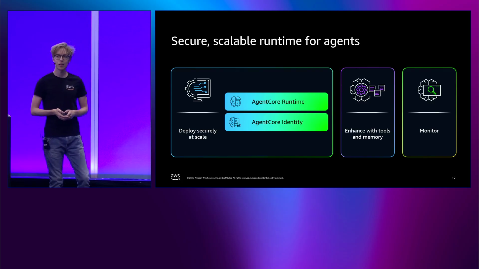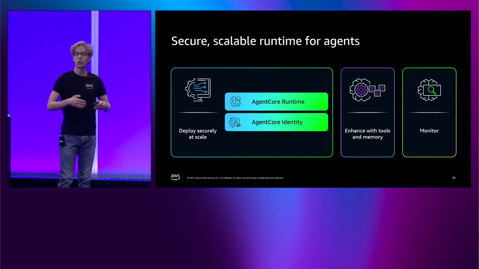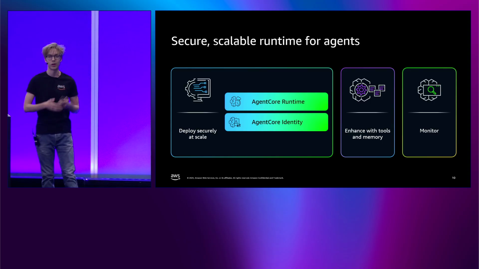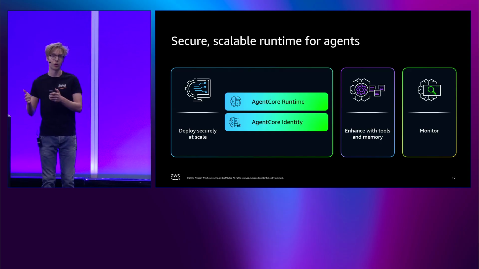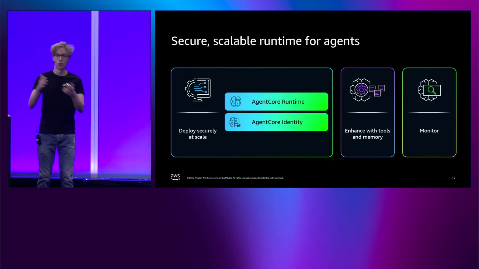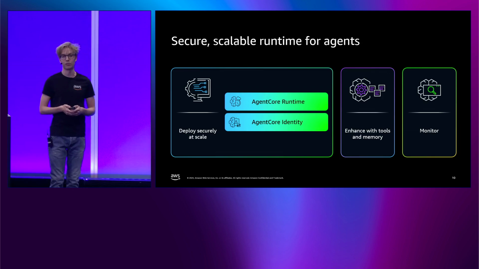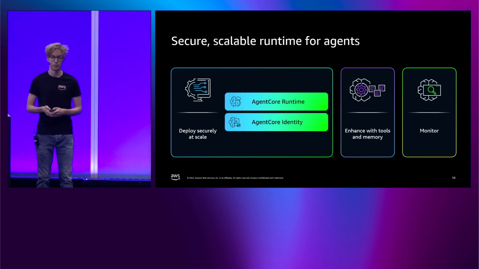So the runtime is a capability that allows you to provide your agent code. So you simply bring the code to Agent Core, including the framework that you need to use and the model that you need to use. It can be any framework, any model, on AWS or also not on AWS Bedrock. And Agent Core will basically take care of running this for you on a serverless runtime that scales as needed.